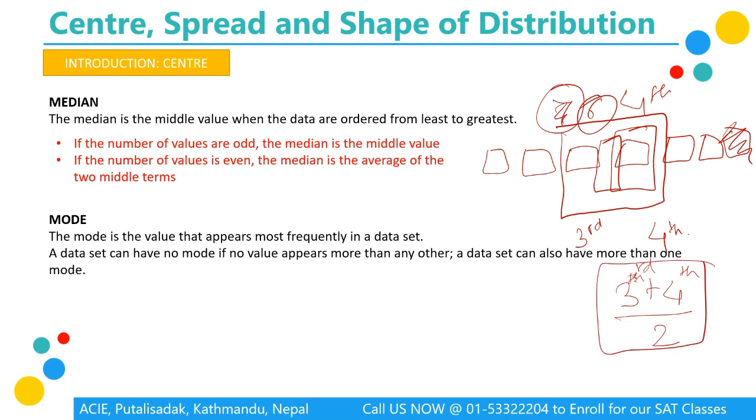And now moving on to mode, like mentioned, the number that appears most in our data set is going to be the mode. A data set can have no mode if no value appears more than any other, or a data set can also have more than one mode. For example, if this data set was given, a number hasn't been repeated even twice, so there is no mode.